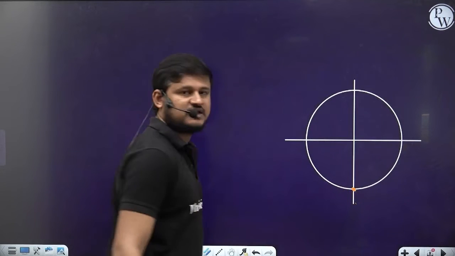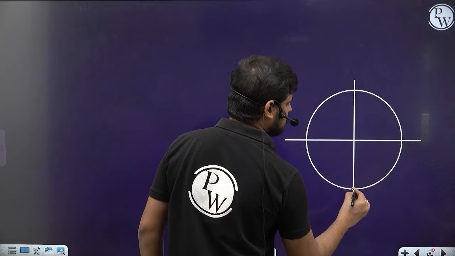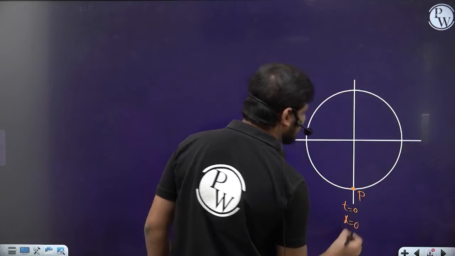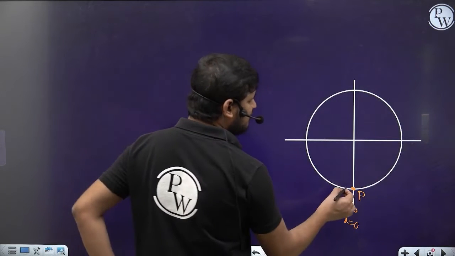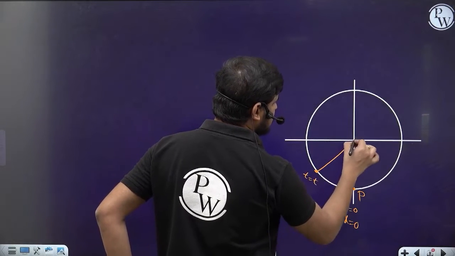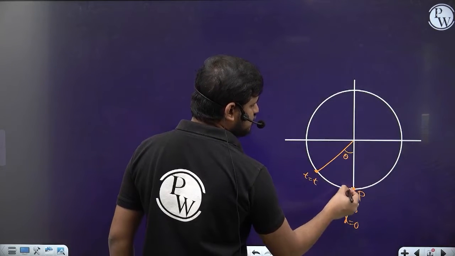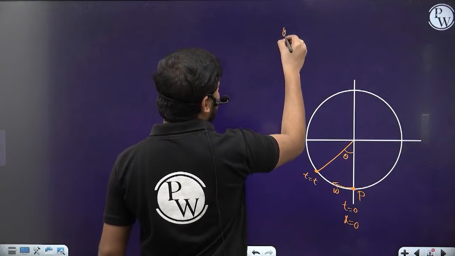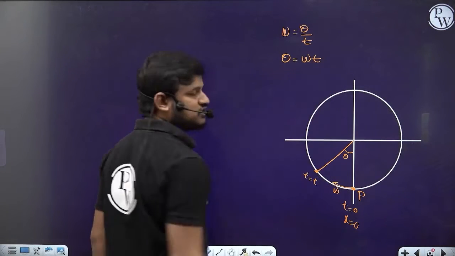Let's say the particle is starting from this point here. So the particle P is starting at time t is equals to 0. Let's say this is the initial position of the particle. We are taking only the projection on the x-axis, guys. After some time t, let's say the particle has reached here. From here to here it covered angular displacement theta. It's moving with the angular velocity, let it be omega. So omega is equals to theta by t, from here theta is equals to omega t. So this is also fine.